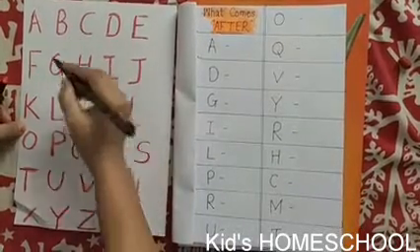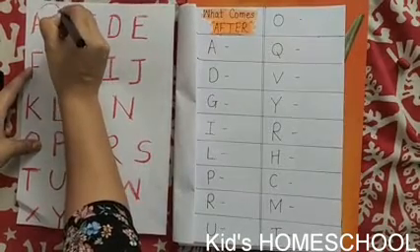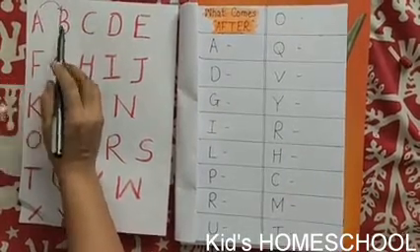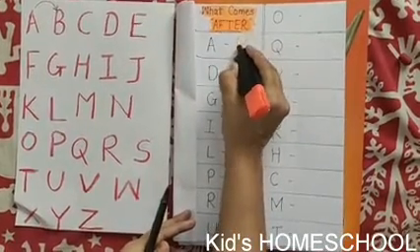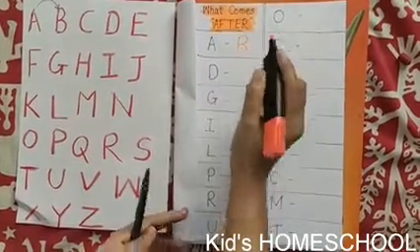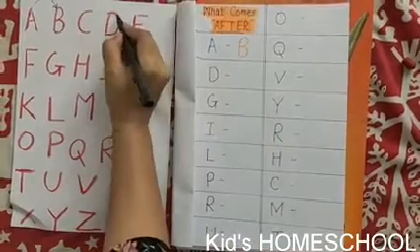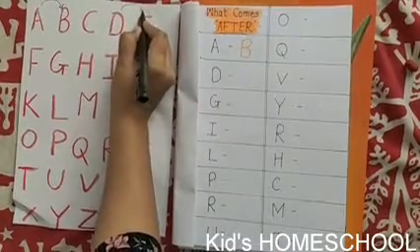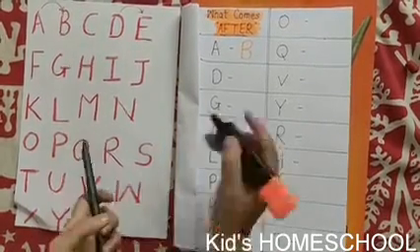This is the total alphabets. What comes after A? B. We should draw here B. Now, what comes after D? Here is D. What comes after D? What is this? E. We should draw here E.